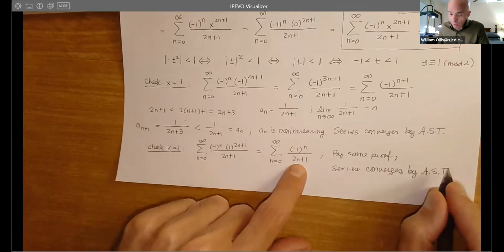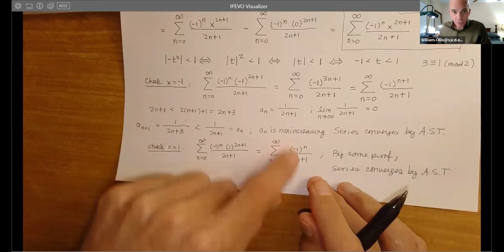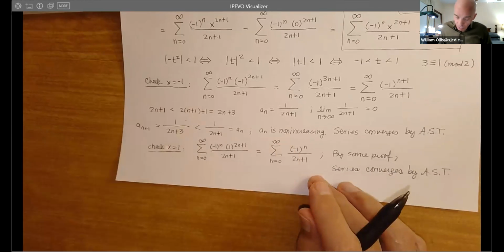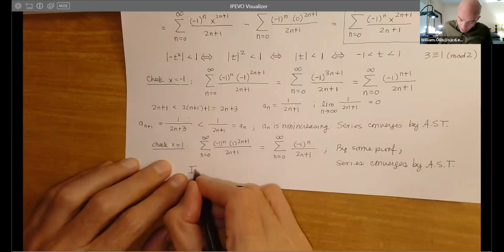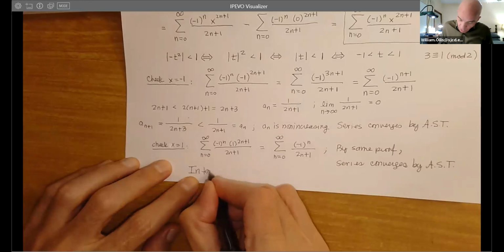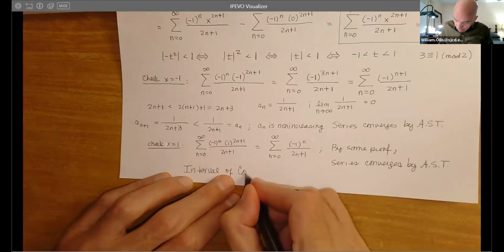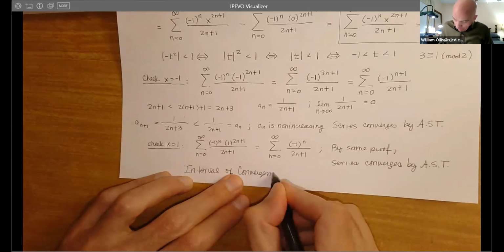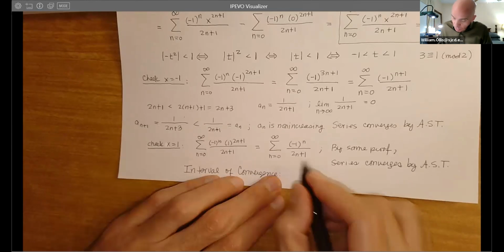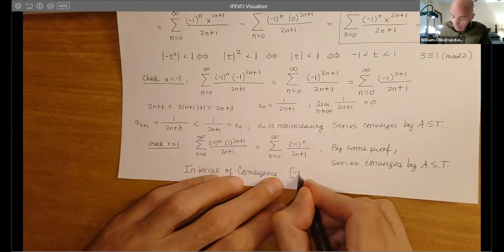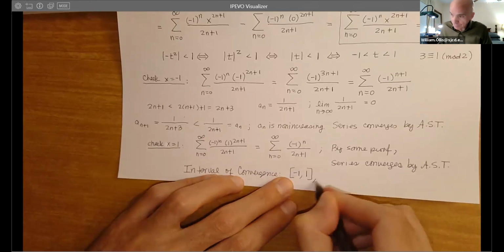The a sub n is the same. We do the same proof, no different. And so now, lo and behold, we do include the endpoint. So the interval of convergence will now be including -1, so we use a bracket, and including 1.